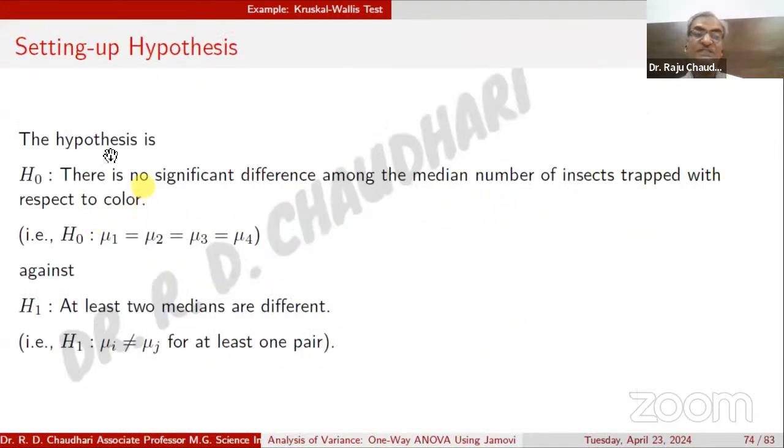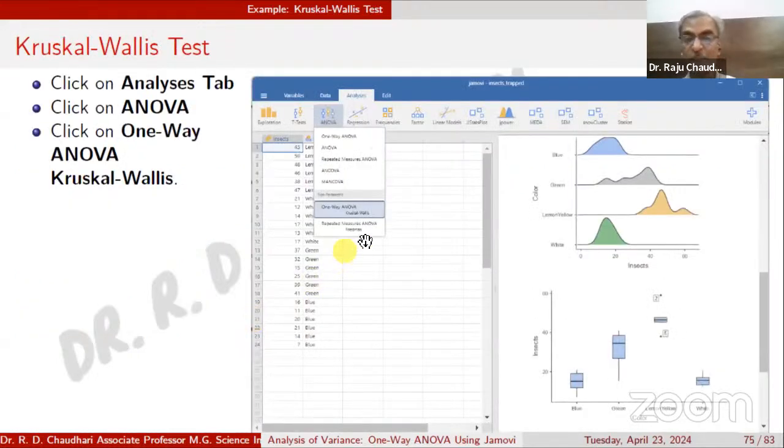And then set up the hypothesis. Since four colors are used on the board, the hypothesis is that there is no difference in the median number of insects trapped with respect to colors: mu1 equal to mu2 equal to mu3 equal to mu4, or at least two medians differ significantly.